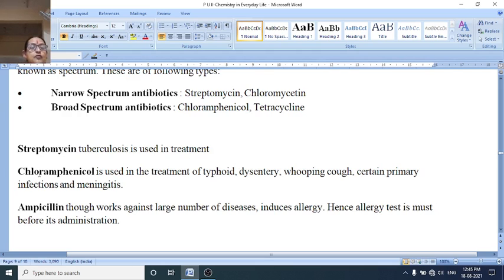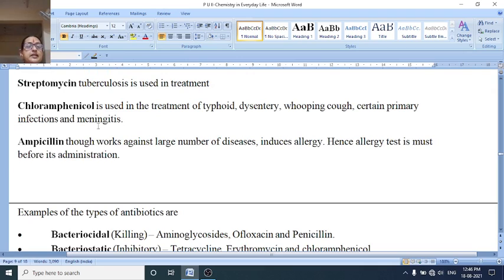Next is chloramphenicol, used in the treatment of typhoid, dysentery, whooping cough, certain primary infections, also meningitis. Next is ampicillin, though it works against a large number of diseases, it induces allergy. Hence, an allergy test is a must before its administration.